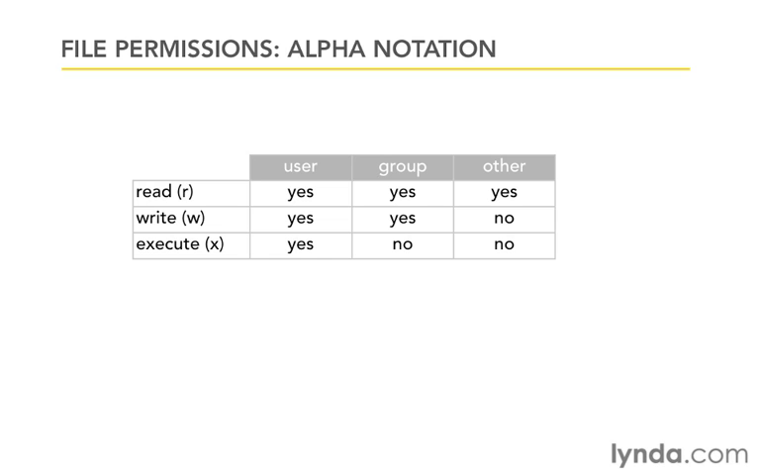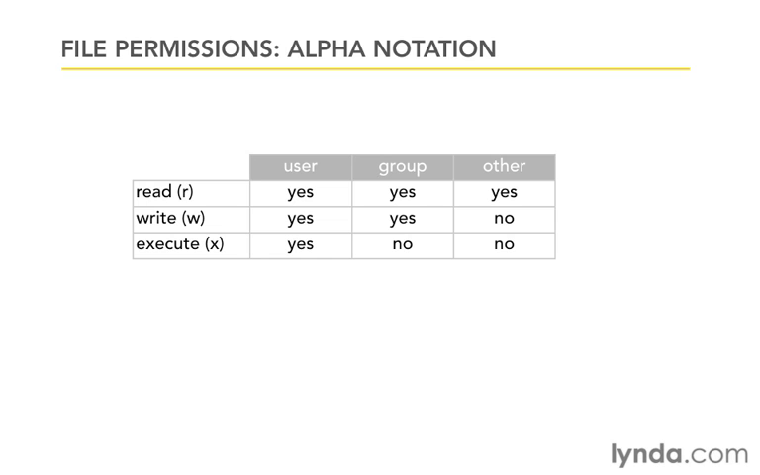We can set read permissions, whether or not you can read the contents of a file or a directory. Write, whether or not we can actually make changes to a file or make changes to a directory. And then execute, which for a file would mean that we could run it like a program or a script. For a directory, it means that we can search inside of it. That's what it means to be able to execute on a directory.